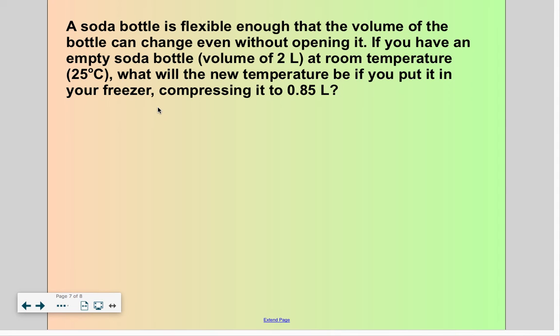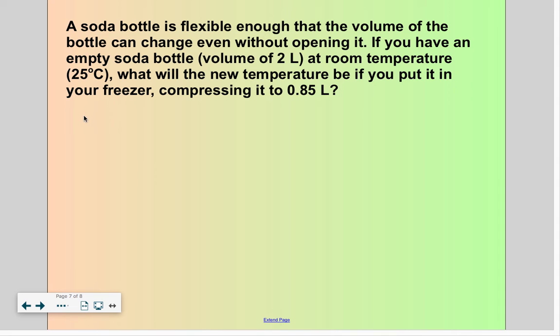Interesting. And you guys have probably done this. You squeeze a water bottle, you can change it. So if you have an empty soda bottle, a 2-liter bottle, at room temperature, which is 25 degrees Celsius, we're looking for the new temperature if you put it in your freezer, compressing it to 0.85 liters. Notice that we're not going to change the number of particles, and we are also not changing the pressure. We're going to assume that the pressure is constant.